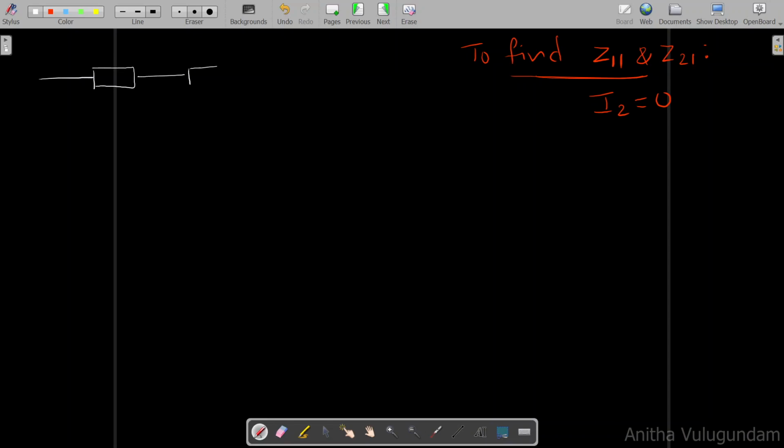So the first step is to find Z11 and Z21. I2 should be equal to 0. If you put I2 equal to 0, let me redraw the figure.